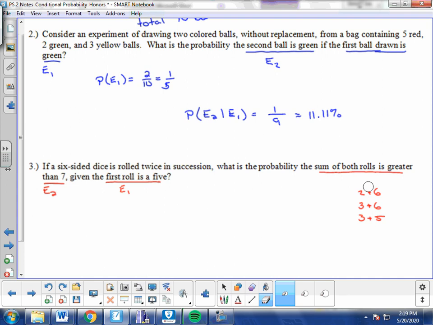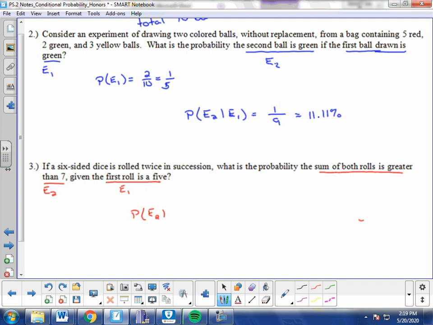So this is just looking at event 2, but if we take into consideration event 1, this is going to allow us to use our probability formula that we just wrote down to come up with the probability that event 2 occurs, given that event 1 occurred first.